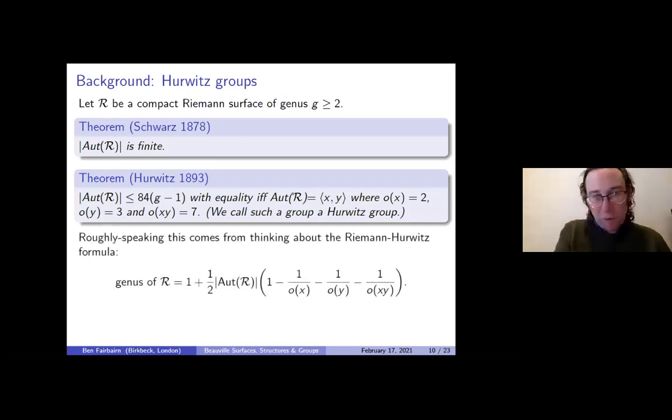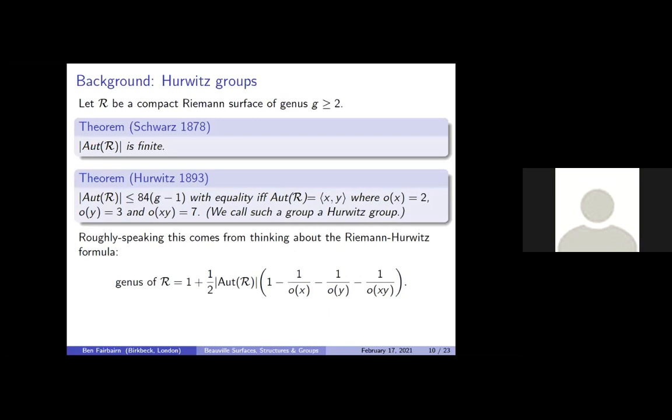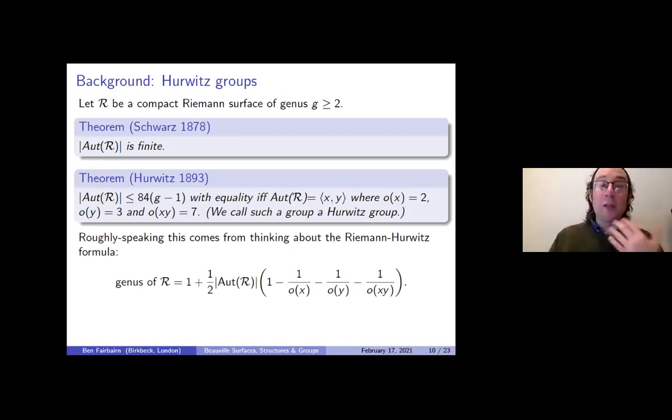Well, roughly speaking, this sort of theorem comes from a particular formula in the theory of Riemann surfaces called the Riemann-Hurwitz formula, which basically relates the automorphism group of the surface to the genus of the surface, allowing you to calculate one from the other. So, as I said before, this is another reason for caring about the type of a Beauville surface, because in light of this formula, you can obtain the genera of the underlying complex curves, the underlying Riemann surfaces. And if you know those, you can calculate the genus of the Beauville surface as a whole.